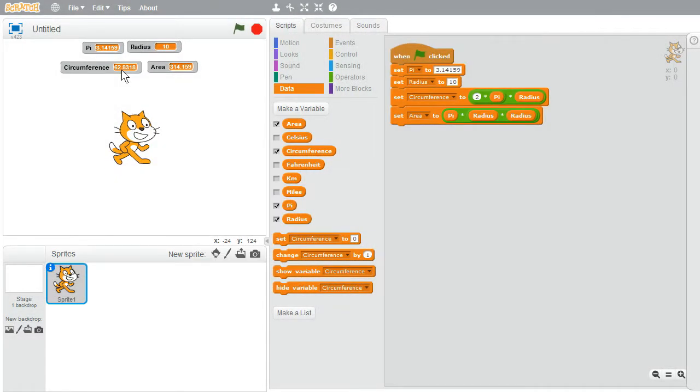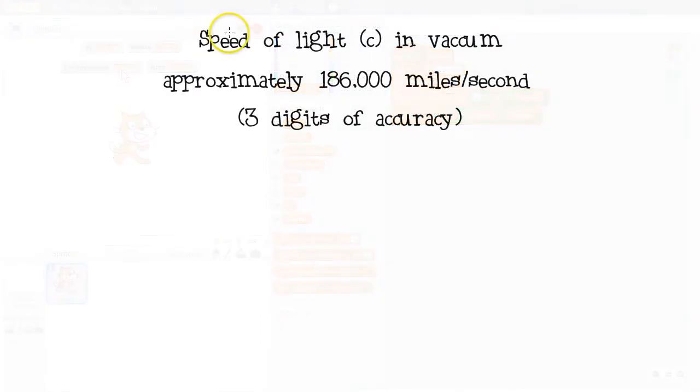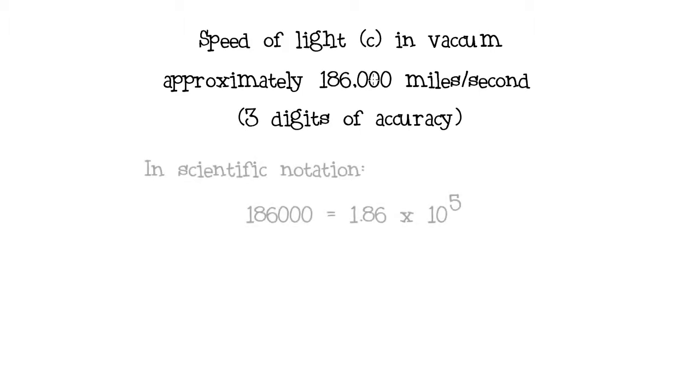Scientific notation is available for those who understand it. I'll show it briefly, but don't worry if you don't understand it. It's not necessary to using Scratch. It's a convenience. The speed of light in a vacuum, known as c, is approximately 186,000 miles per second, for 3 digits of accuracy. In scientific notation, 186,000 is 1.86 times 10 to the 5th. If you multiply 1.86 by 10 5 times, 2, 3, 4, 5, you get 186,000.